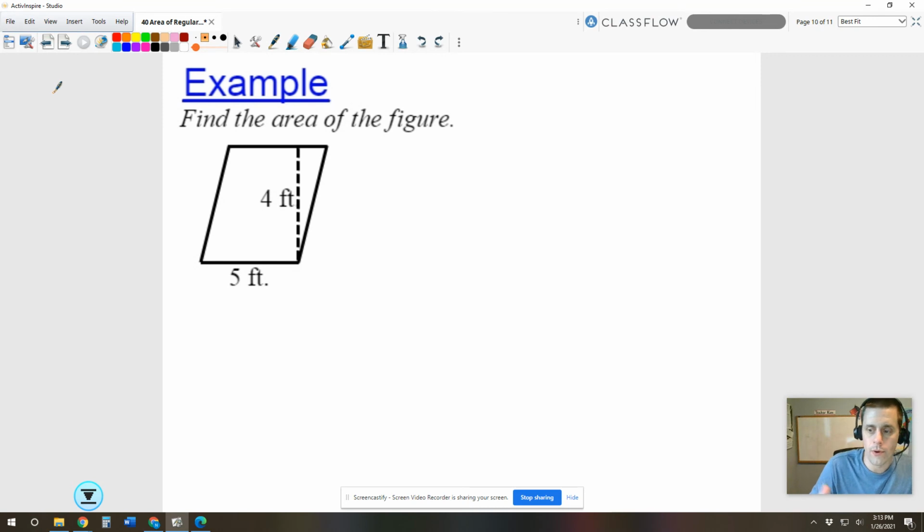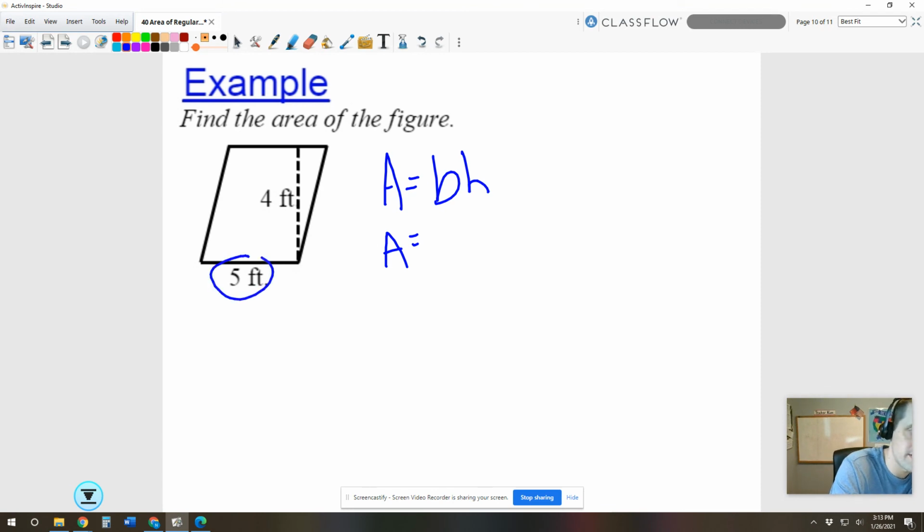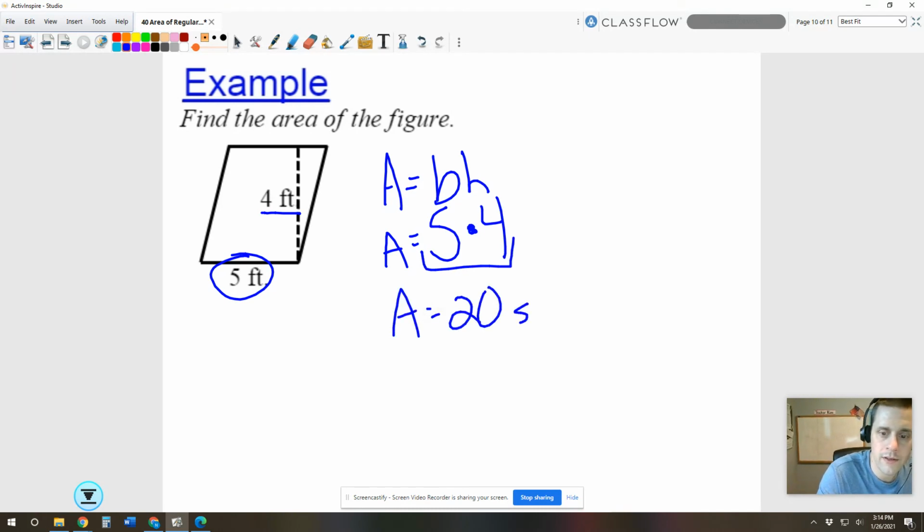Calculating the area, step 1, as always, copy down the appropriate formula. Area equals base times height. Substituting our values in, this parallelogram has a base of 5 feet. B is touching H, means we're going to multiply, and then the height, the distance to the opposite parallel side, is 4 feet. Performing our calculation, 5 times 4 gives me an area of 20 square feet.